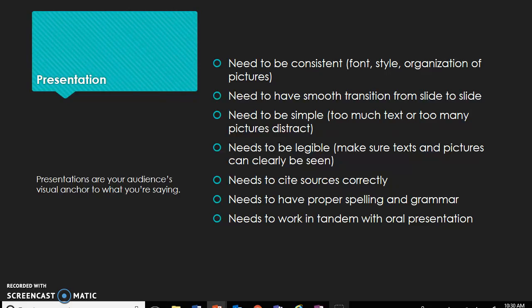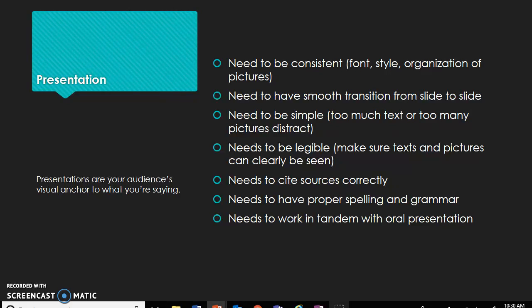It needs to be simple. Don't put too much text or too many pictures to distract, okay? And it needs to be legible. A couple of you had fonts or backgrounds that didn't work well together and we could not see your words. Some of you had graphs that we couldn't read. Some of you had pictures that we weren't really sure what they were and you were describing them to us. Well, that's not effective in a presentation. You need to cite sources correctly at the end of the presentation, and you need to make sure that you're spelling things correctly in your slides.